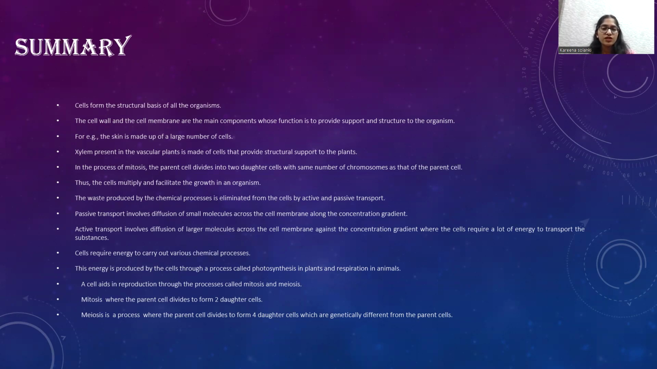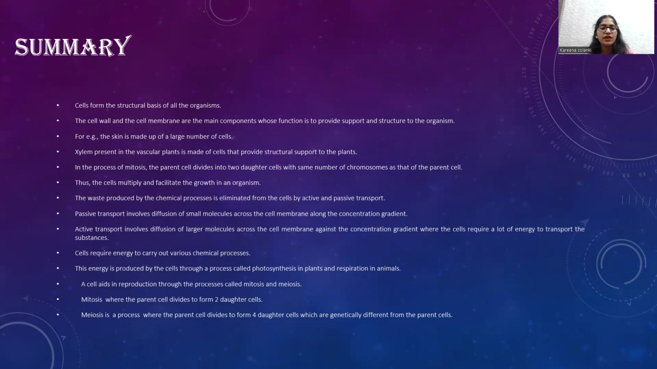In the process of mitosis, the parent cell itself divides into two daughter cells with the same number of chromosomes as that of the parent cell. Thus, the cells multiply and facilitate the growth in an organism. The waste produced by the chemical processes is eliminated from the cells by active and passive transport.